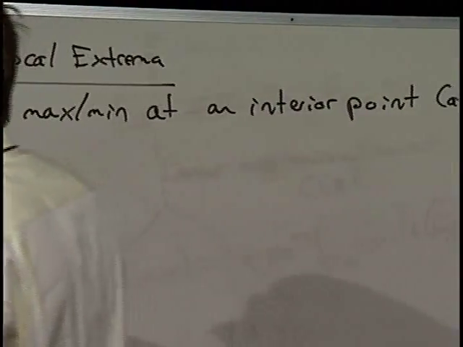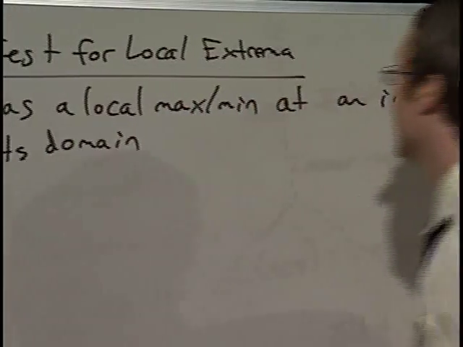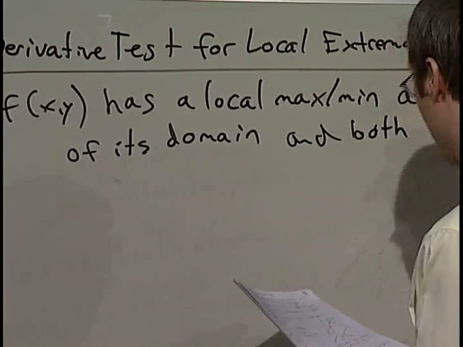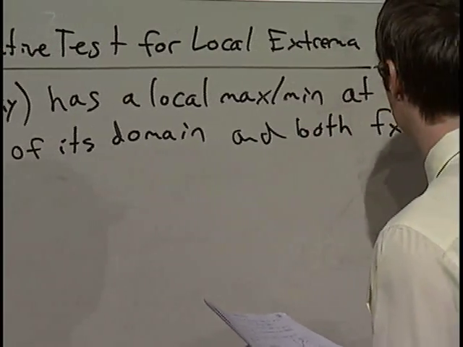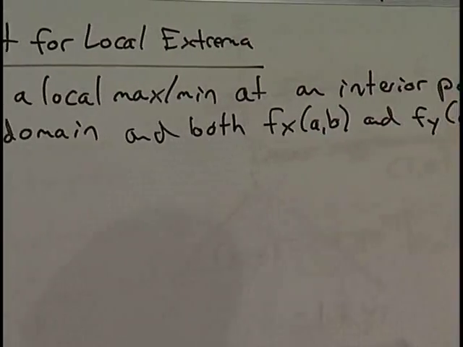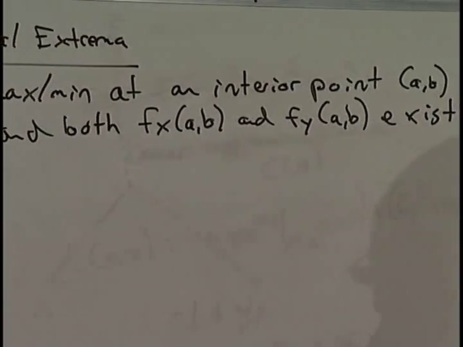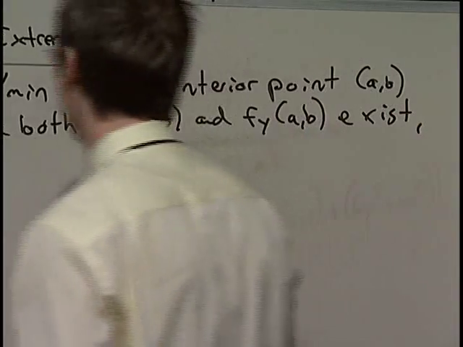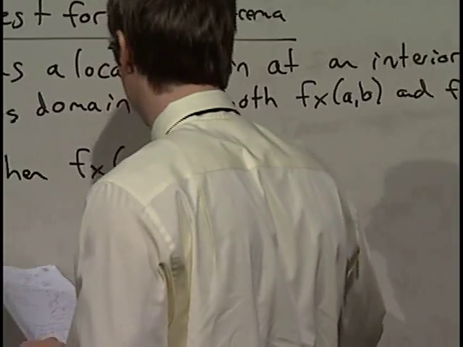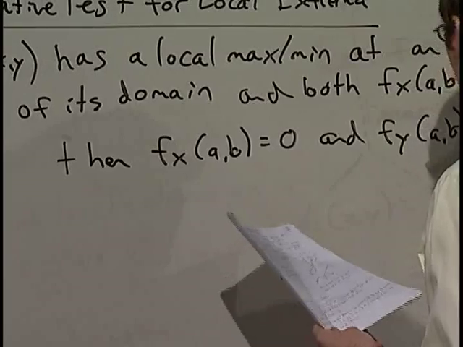(a, b) of its domain, right? And both the first order partials exist, f_x and f_y at (a, b) exist. So you have a local max or min, both your first order partials exist, then the consequence is that the first order partials are both 0. And the tangent plane is horizontal.